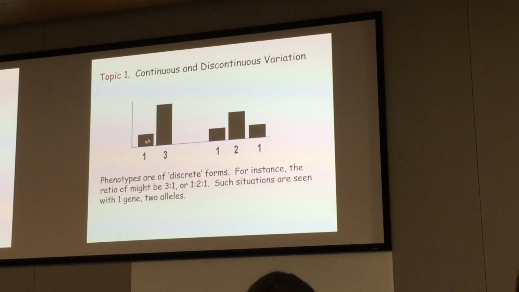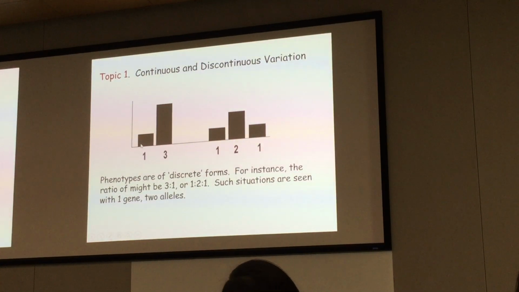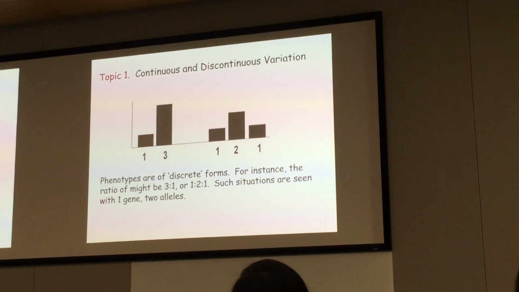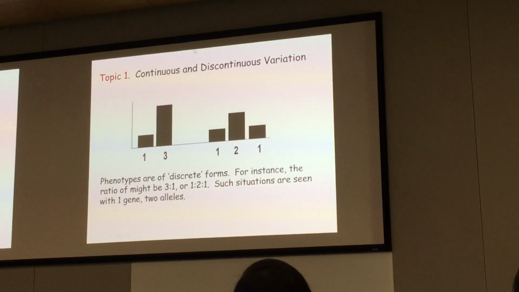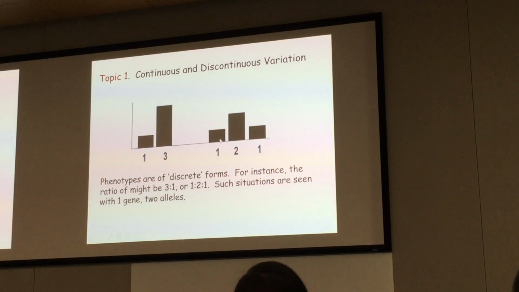And they could be in a 3-to-1 ratio, like those Mendelian pea plant experiments, or the Andalusian chickens came in a black, a gray, and a white, 1-to-2-to-1 type of thing. But in both these cases, you have discrete phenotypes. You look at an organism and you say, yeah, I can put it in this bin or this bin or something like that.